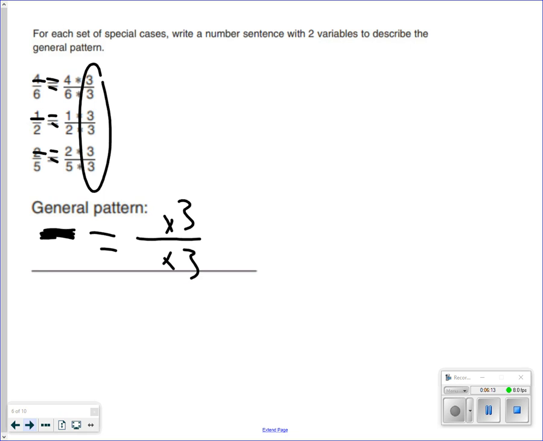Let's take a look at the numbers that repeat. The 4 and the 4 repeat. So let's write down an M for the 4 and an M here. The 6 and the 6 repeat. Let's put a B here and a B here. Now I have my general pattern using 2 variables.